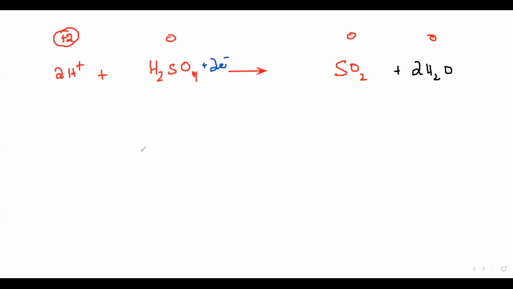Another example, like if you have chromate ion Cr2O7 with a charge of -2 and it turned into Cr plus 3.